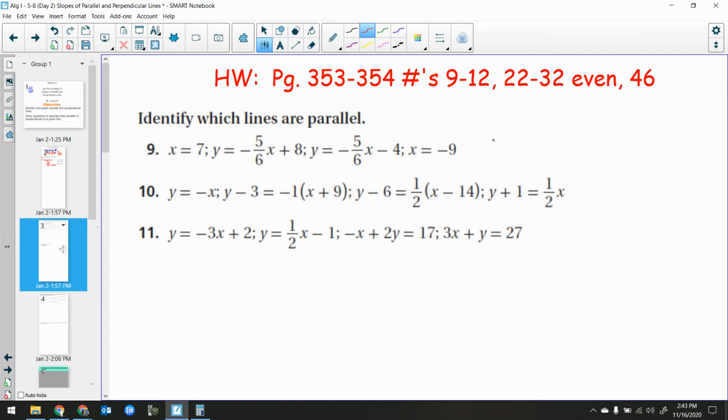Number 9, we have equation 1 is parallel to equation 4, and we know that equation 2 is parallel to equation 3. Number 10, we have that equation 1 is parallel to equation 2, and equation 3 is indeed parallel to equation 4.